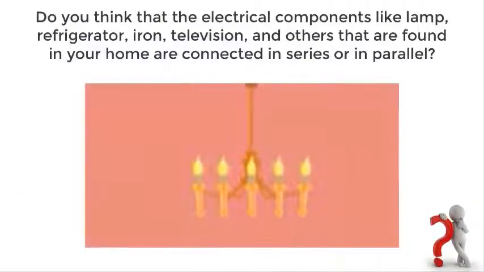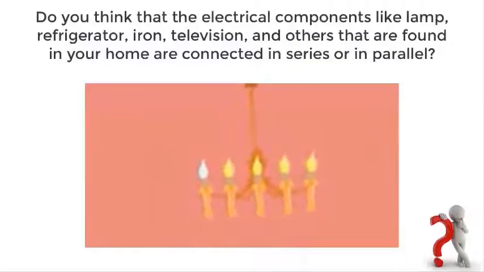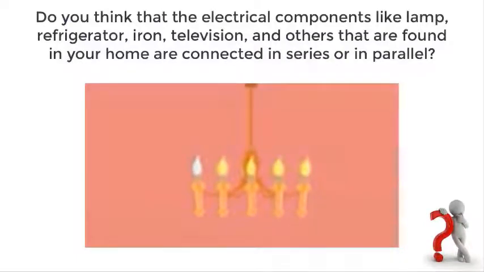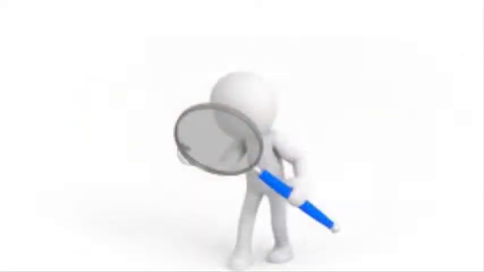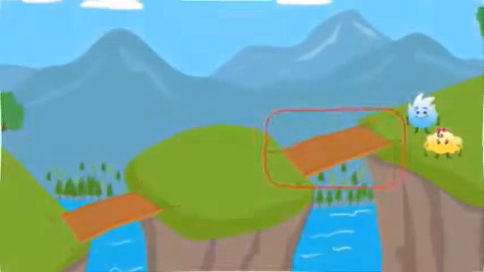Also, if one of the lamps in your home is burned out, what will happen to the other electrical components? Nothing. Nothing will happen. All of them still work normally. Let's take a closer look with an example to know if the connections in our homes are in series or in parallel. Look at these bridges.